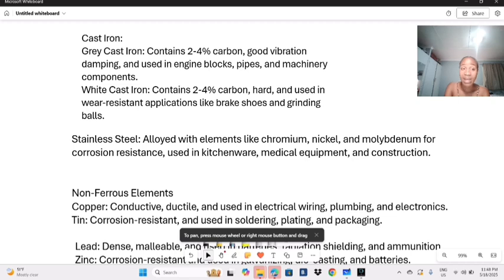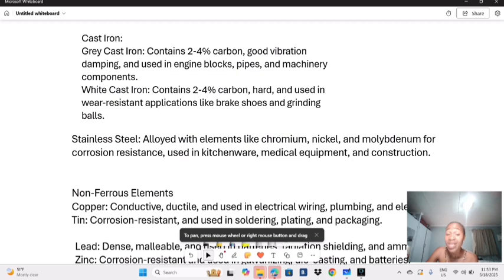We're going to start with gray cast iron. We know that gray cast iron contains 2 to 4 percent of carbon, and it is good at vibration damping, and it is used in engine blocks, pipes, and machinery components. We're going to move to white cast iron. We know that white cast iron contains 2 to 4 percent of carbon, and it is hard and used in wear resistant applications like brake shoes and grinding balls. If we were to compare gray cast iron and white cast iron, we know that white cast iron is harder than gray cast iron, and both of them contain equal percentages of carbon.